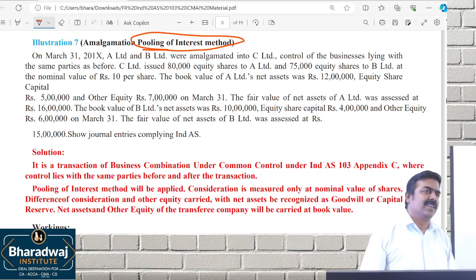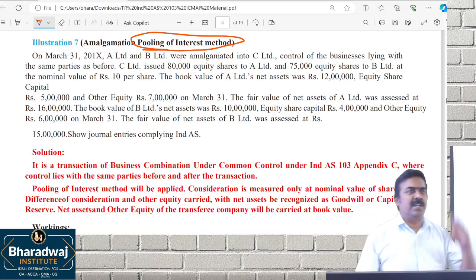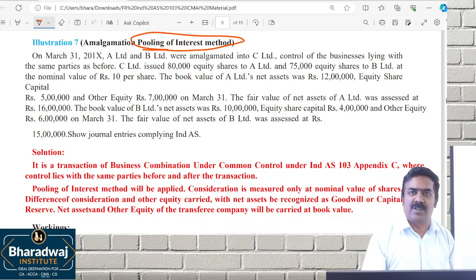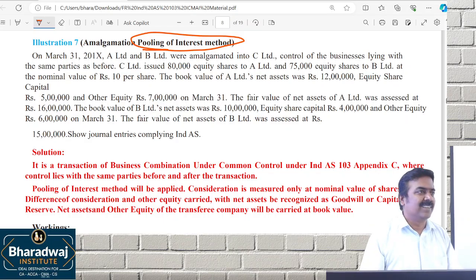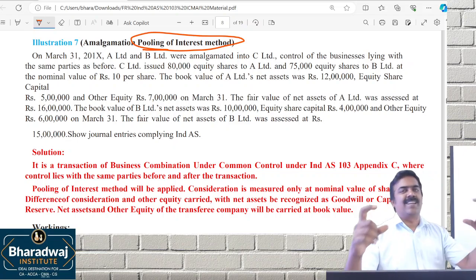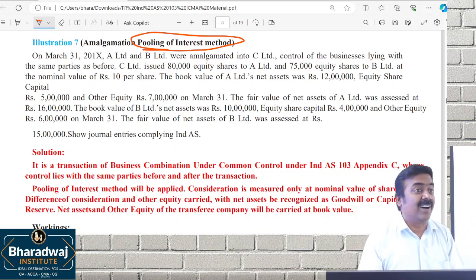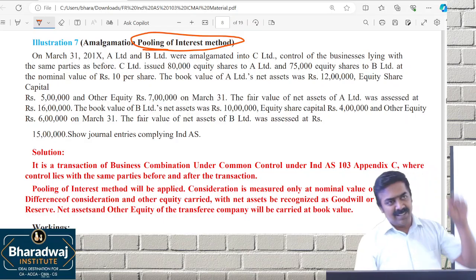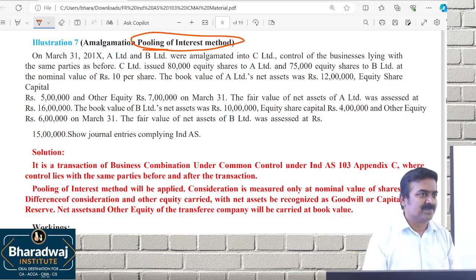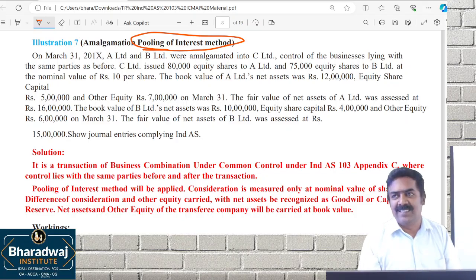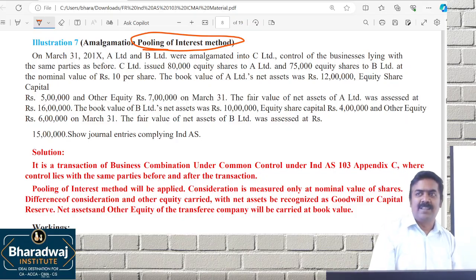What is a merger? In AS 14, it was defined that shareholders of the purchasing company and shareholders of the selling company should continue as shareholders. Number 1. Number 2, control should not change. Number 3, all assets and liabilities will be recorded at book value, which means the values of the selling and purchasing companies' assets don't change. Selling company's reserves and surplus will also be recorded by the purchasing company.